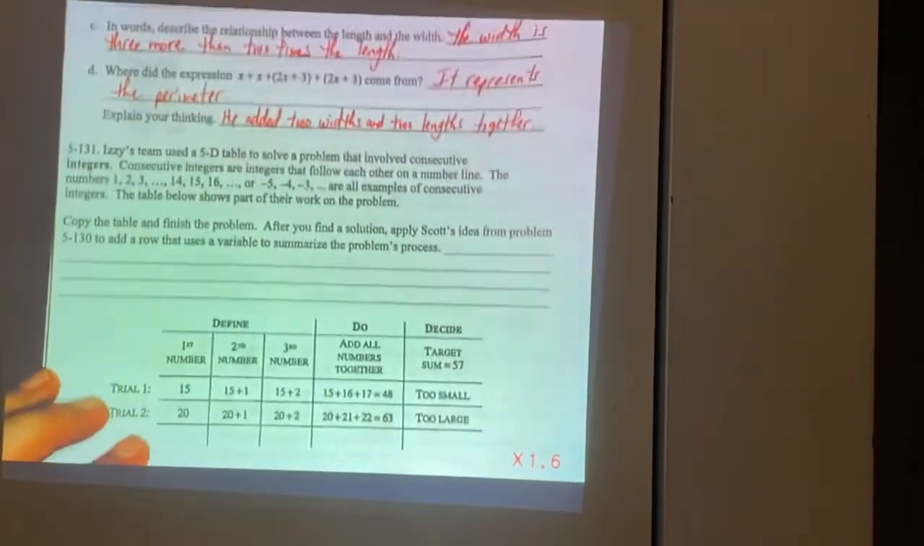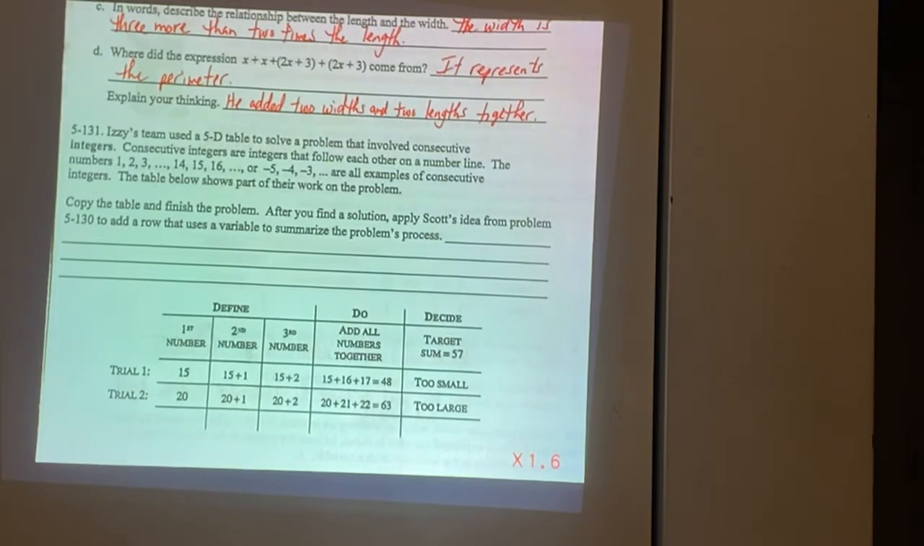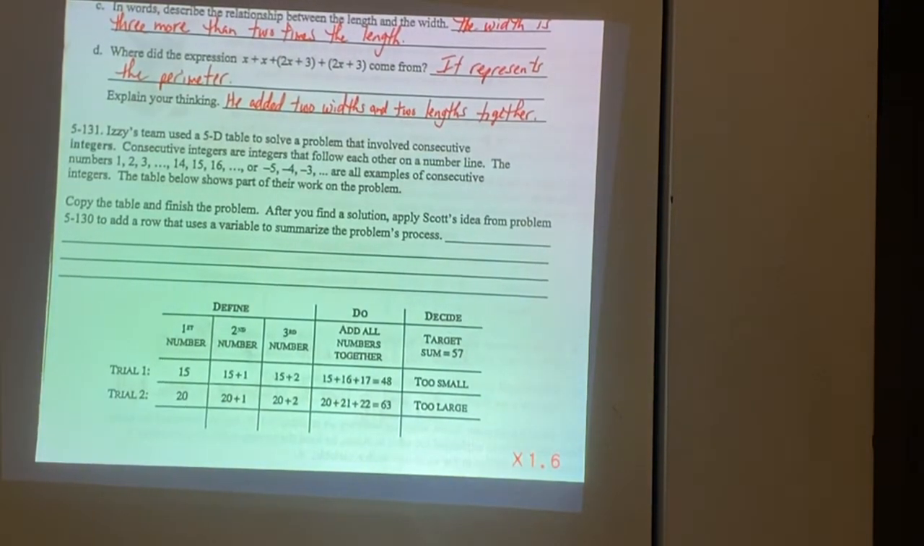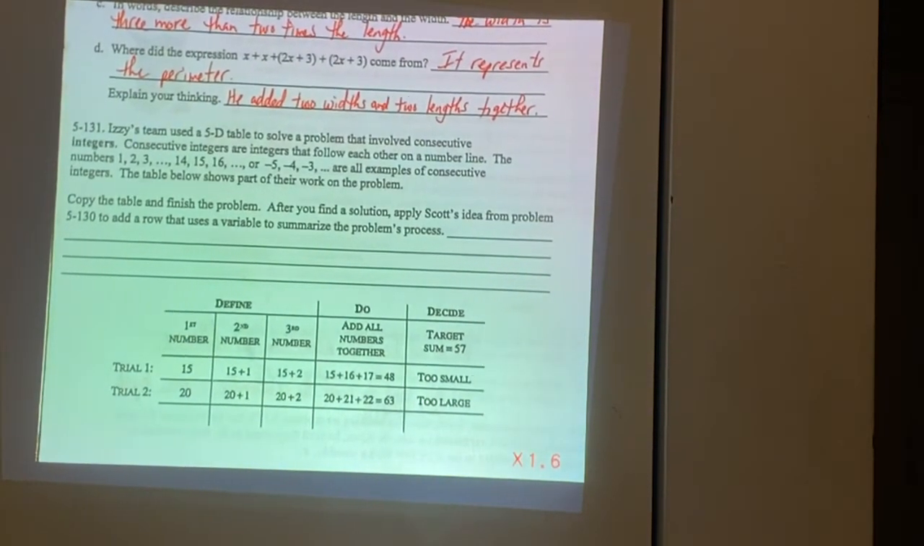Question 131. Izzy's team. Is that even a question? Okay. Oh, it's numbered wrong. Why does it say 131 and then 130? Okay, never mind. Izzy's team used the 5D table to solve problems that involve consecutive integers. Consecutive integers are integers that follow each other on a number line. The numbers 1, 2, 3, or 14, 15, 16, or -5, -4, -3 are all examples of consecutive integers. The table below shows part of their work on the problem. It's numbered wrong.